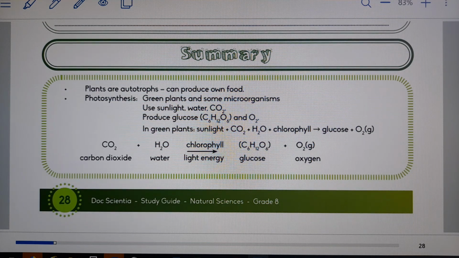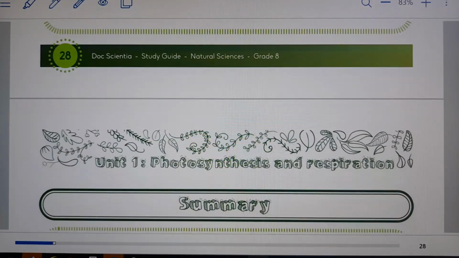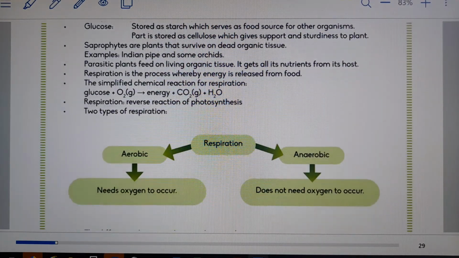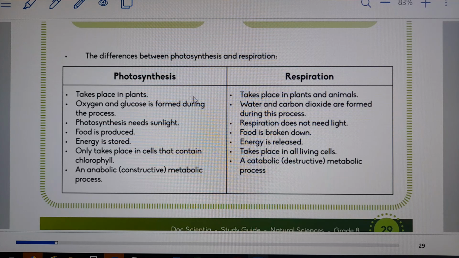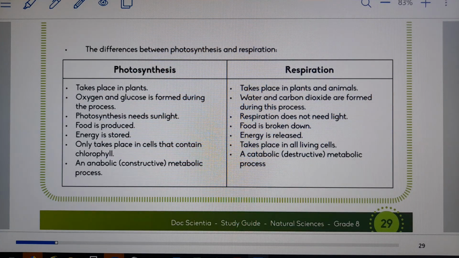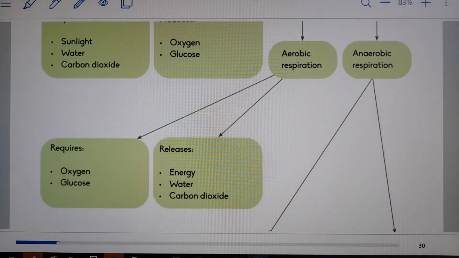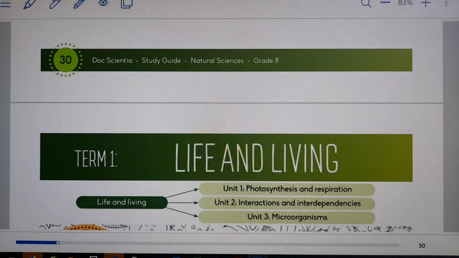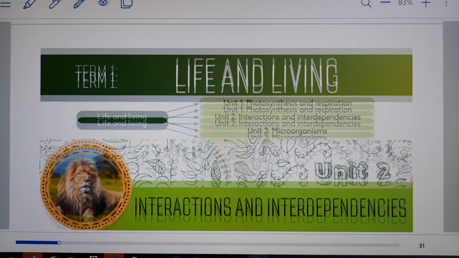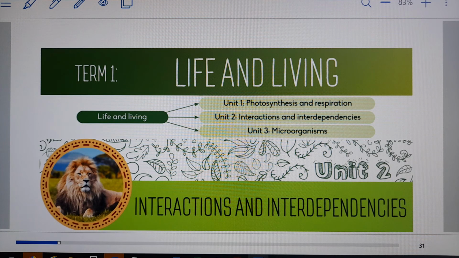And we've got a summary here. The summary gives you everything that we covered from photosynthesis to respiration. So please study this. You still have another table that gives you the difference between photosynthesis and respiration. Please study it. We have covered unit 1 of life and living. Now we're going to look at unit number 2. Okay, please make sure that you understand unit number 1, which is photosynthesis and respiration.